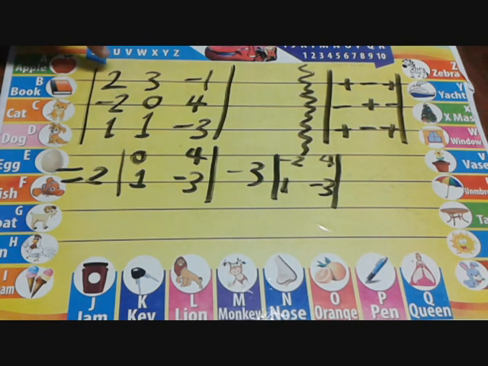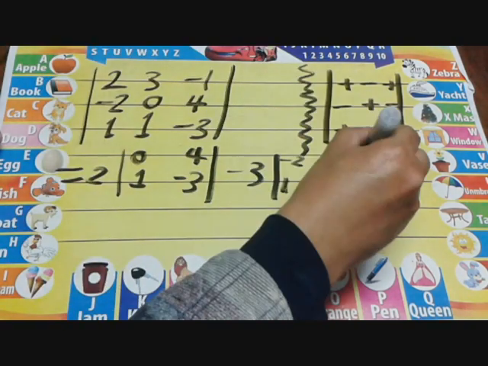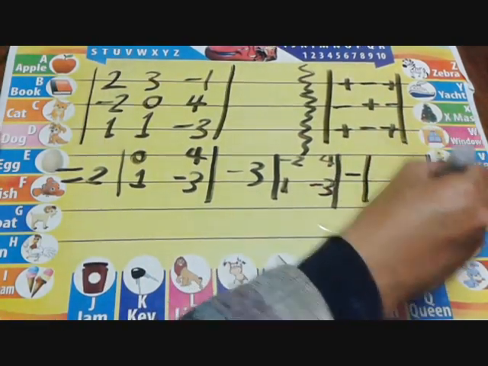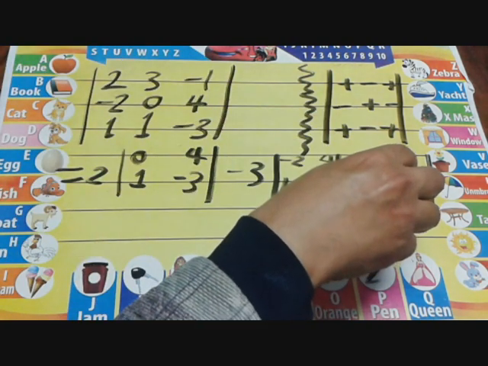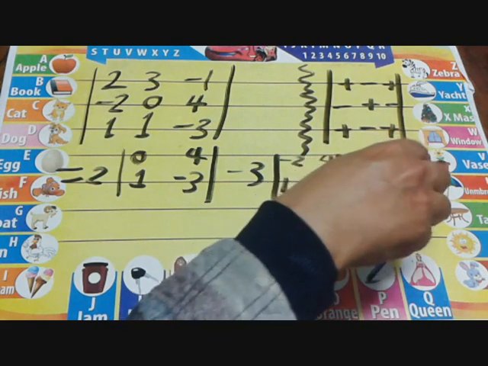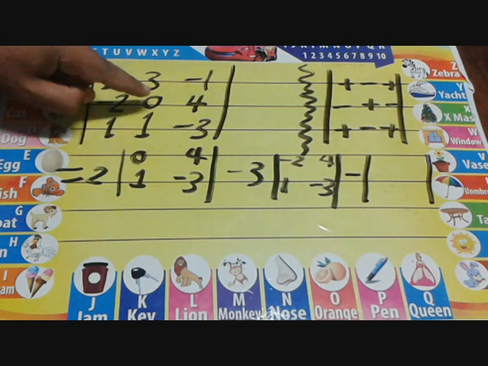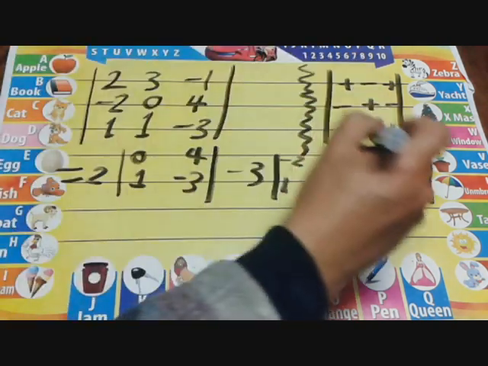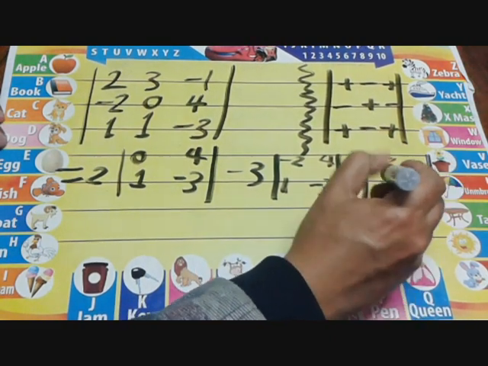Now 2 here, negative 3 here, now negative 1 here. We don't write 1, but write this small determinant. What should we put here? Cancel this and this. You obtain negative 2, 0, 1, 1.